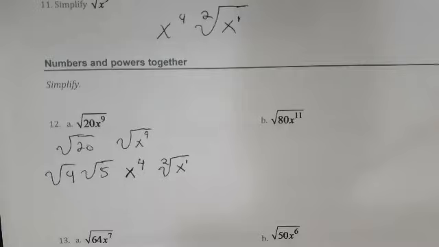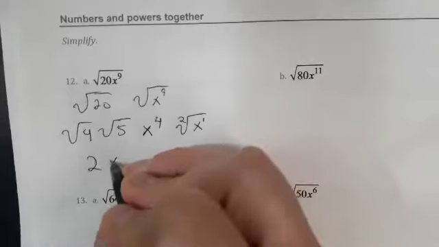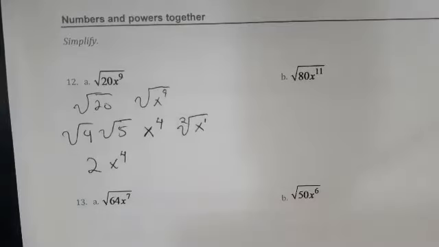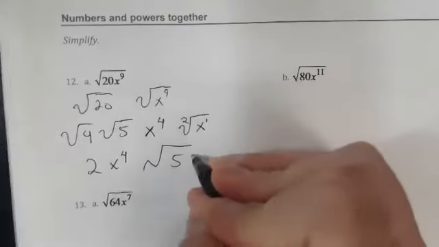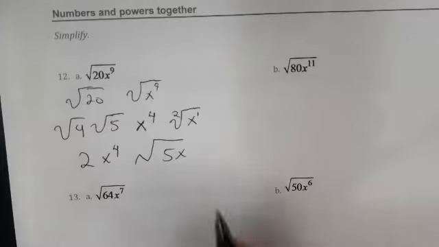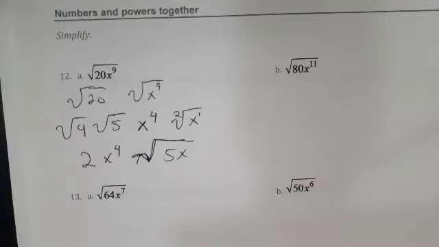Okay, so we need to simplify this maybe a little bit. Root 4 is going to be 2. I have an x to the 4th that's also on the outside. What I have left on the inside is a 5 and an x. And a horribly drawn radical. Okay. 1 down, 3 more to go.